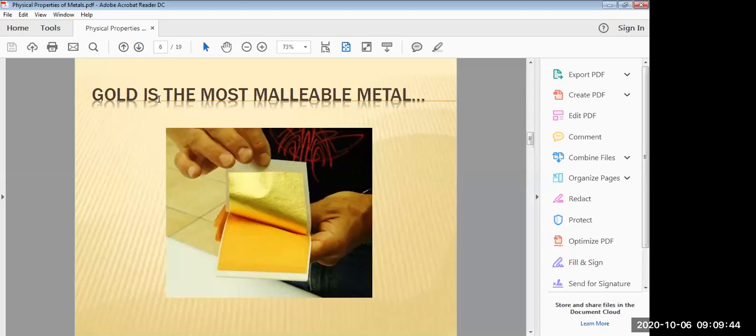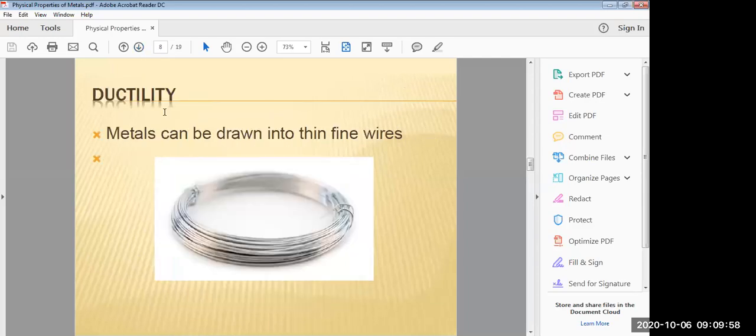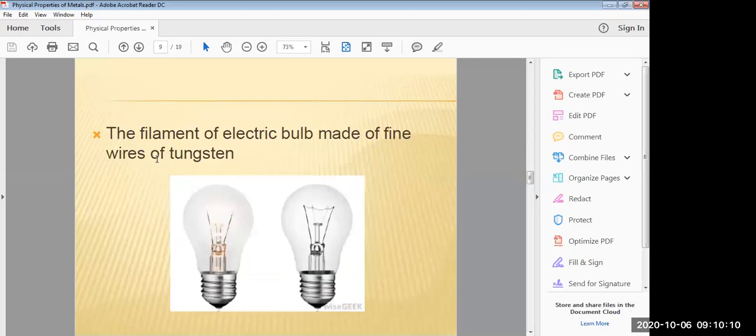Gold is the most malleable metal. Here it is estimated that 1 gram of gold can be beaten into sheets with an area about 6.7 square feet. Then ductility means these metals can be drawn into wires. That property is known as ductility. Here, the ductility property is utilized in the filament of an electric bulb, which is made up of fine wires of tungsten. And when tungsten is electrically heated, it glows, and hence we can observe the light.